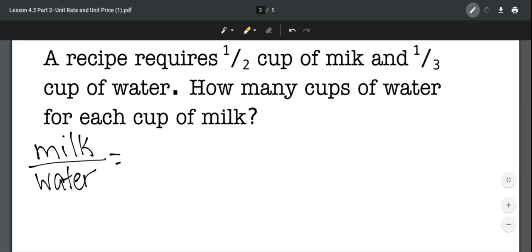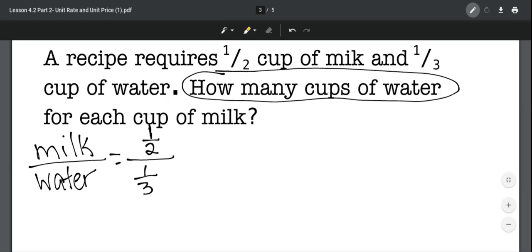The ratio of milk to water that is provided is that 1/2 cup of milk would be compared to 1/3 cup of water. They're asking how many cups of water, so that is our unknown. Our water is in the denominator, so we will put an X in the denominator because that is our unknown. Each cup of milk is represented by the number 1 because the word each is asking us for 1.